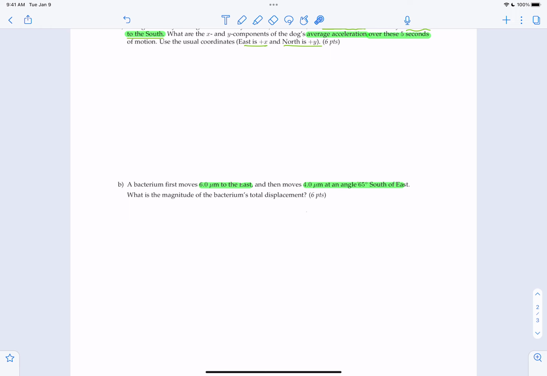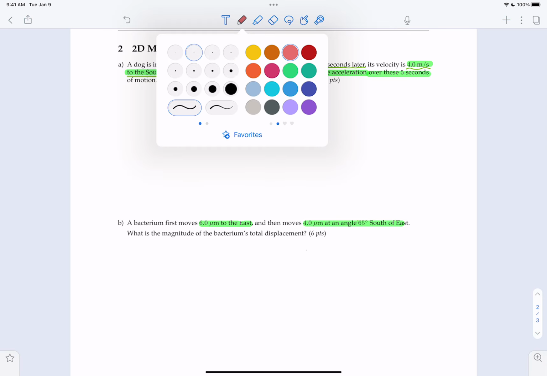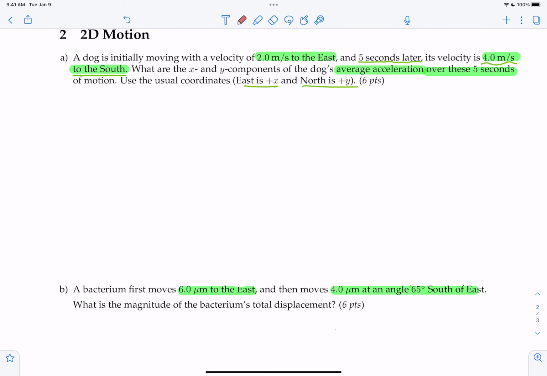But going back to the problem, we have the dog moving initially. Let me actually do a smaller one because I want to make space. So we have 2 meters per second east, and then all of a sudden it's going 4 meters per second south. East and south, right?